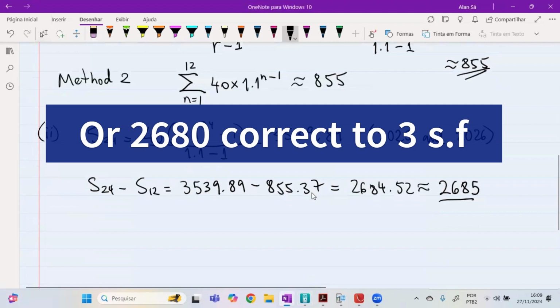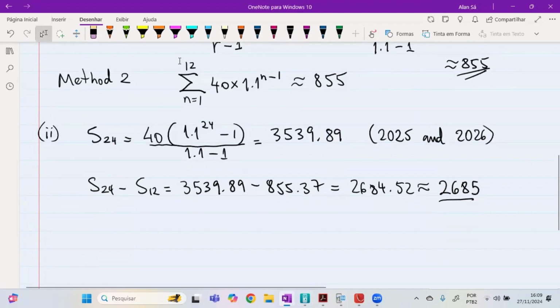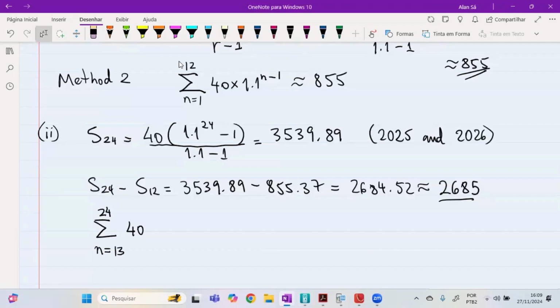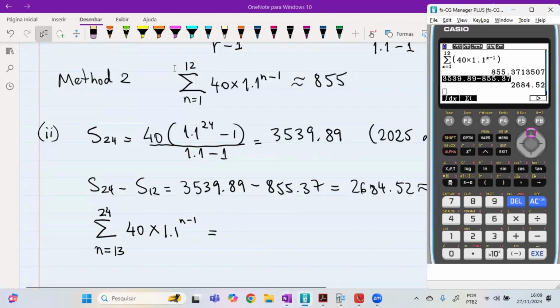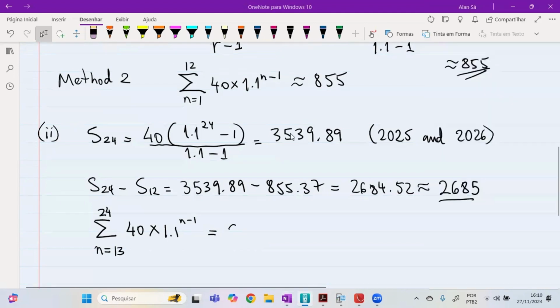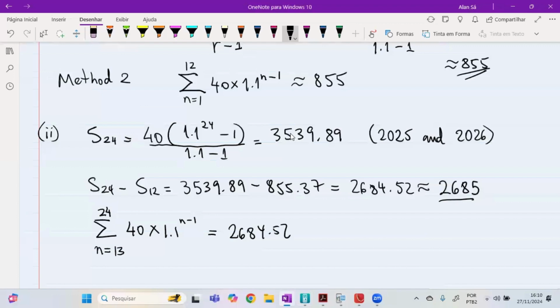Using another method, using again sigma notation, this time we could add the terms starting from the 13th month up to the 24th month. And then this would be simpler, in just one calculation. All we would have to do is come here and change this 12 to 24, change 1 to 13. And then what we get is the same value, 2,684.52, that also rounds to 2,685.